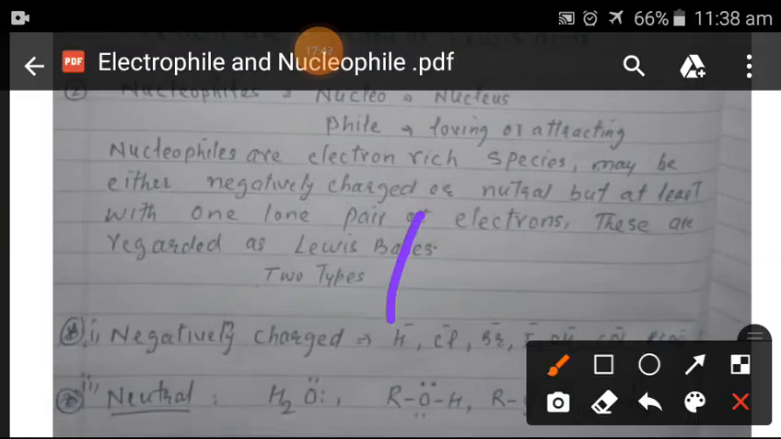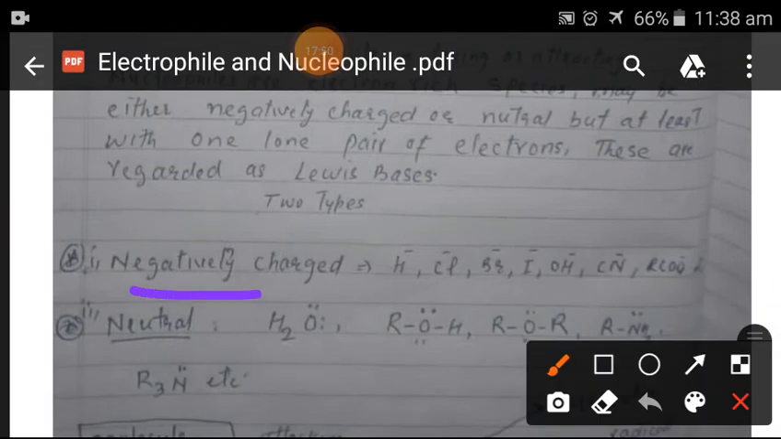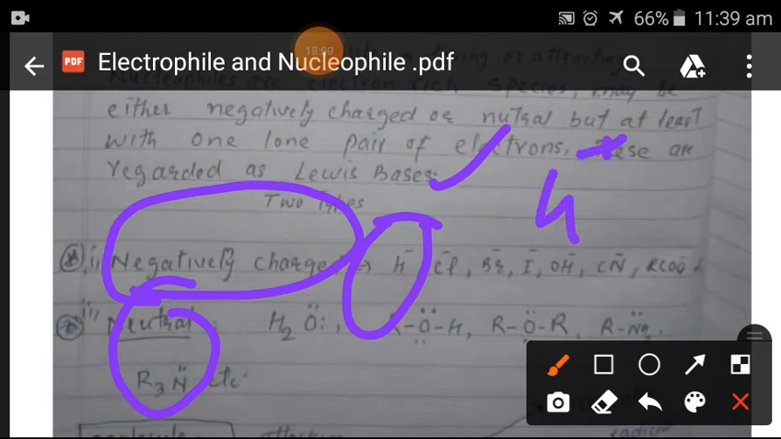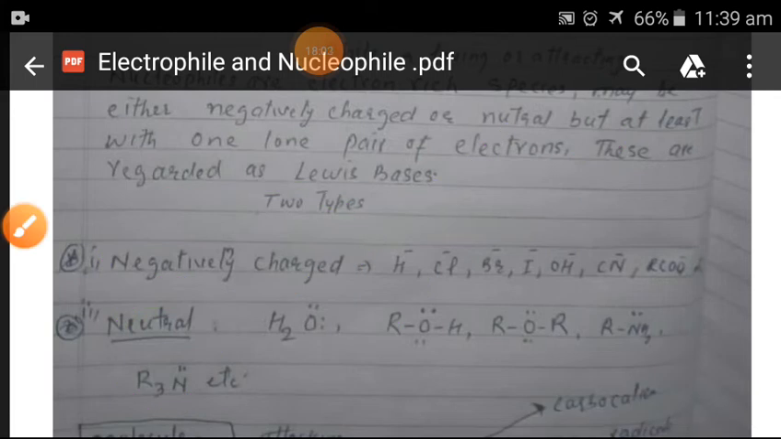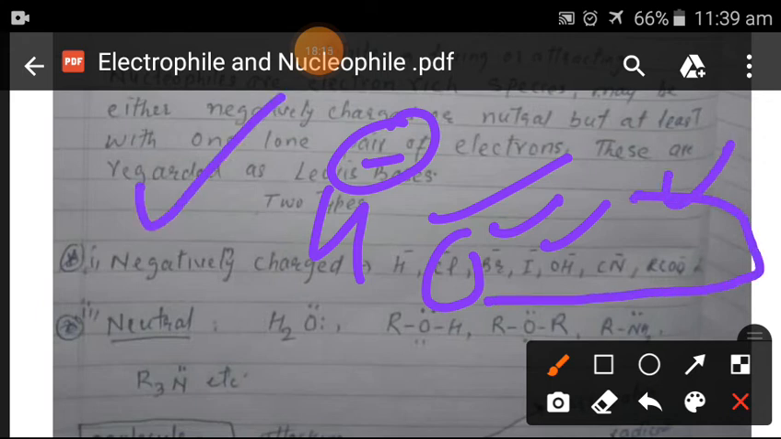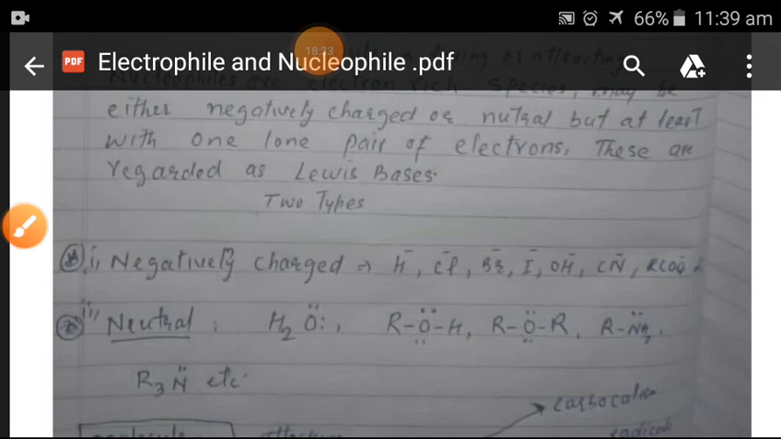Nucleophiles are of two types. They may be negatively charged or neutral. Negatively charged nucleophiles are electron rich species. There is a negative charge on hydride, chloride, bromide. They are all negatively charged species, so they are electron rich centers. They attack which center? The electron deficient center. Clear?